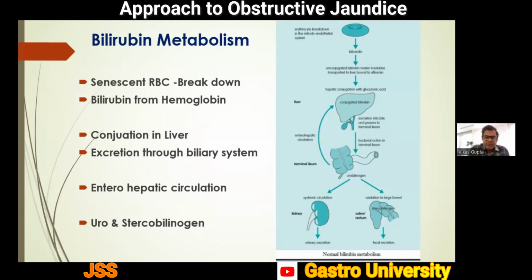Just before I start my talk, a brief overview of bilirubin metabolism. Red blood cells are broken down, and bilirubin is made from hemoglobin. The main process, conjugation, occurs in the liver, and the bilirubin is then excreted through the bile ducts into the intestine. Some of the bile salts and bile pigments are reabsorbed as enterohepatic circulation, and in the intestine the bile pigments are converted into urobilinogen and stercobilinogen, which are excreted through urine and feces respectively. So this is in brief the metabolism.